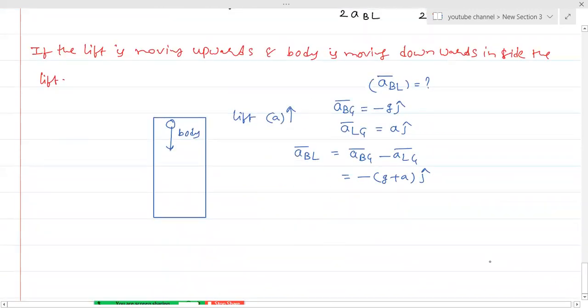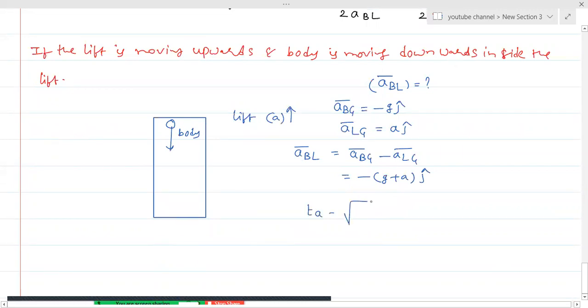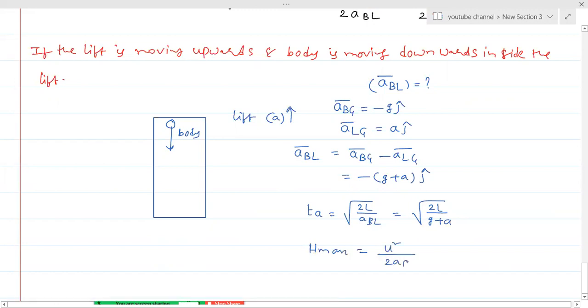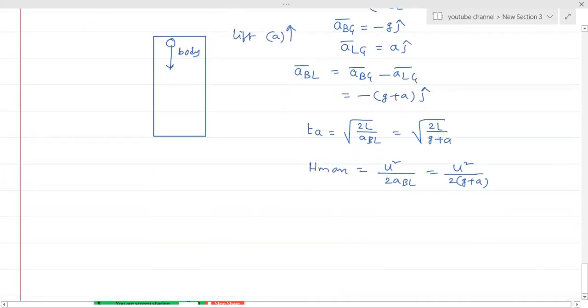So we will do the same approach. Suppose we need the time of ascent, simply we will write root over 2l by a_BL. Just taking the magnitudes of acceleration, root of 2l by (g plus a). And if we need the maximum height, just we will write u square by 2 a_BL, that is equivalent to u square by 2 into (g plus a). So in this way we will do the problems.